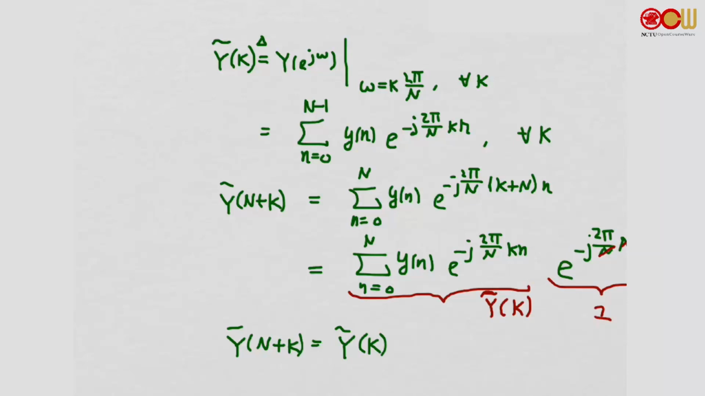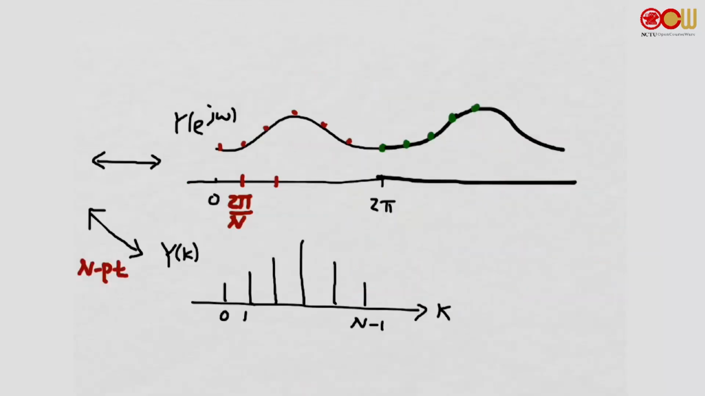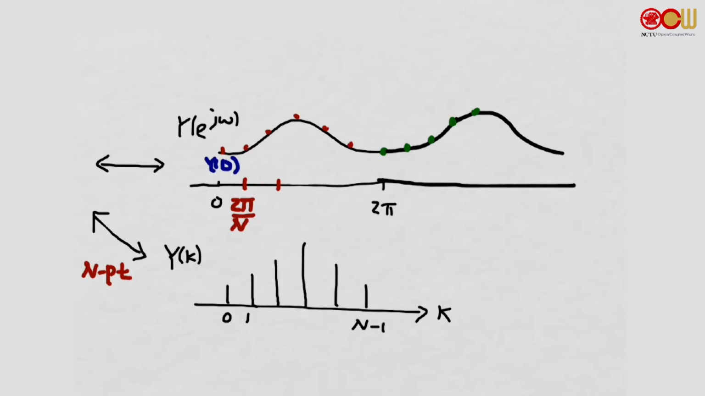And of course, you can also see this from the figure. This point corresponds to Y0, and this one is Y1. And now we continue our sample until frequency equal to 2 pi. We are back to Y0 again. So if we continue on samples, we get a periodic sequence with period N.